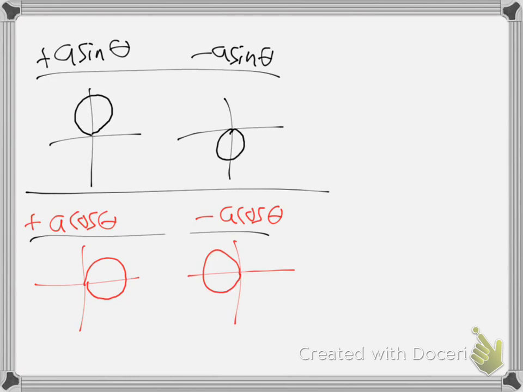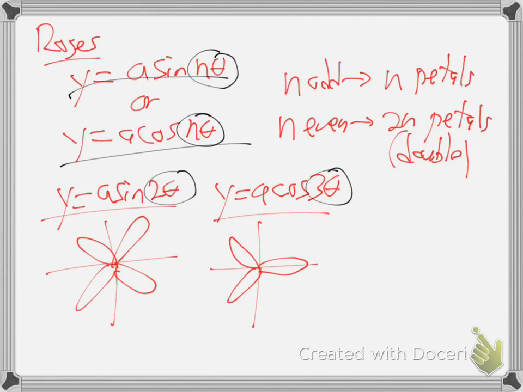That makes a basic circle. Above, below, right, or left. And these as well, they just have one number multiplied. One number multiplied by sine or cosine, and then a number multiplied by the theta. That makes the petals, the roses.